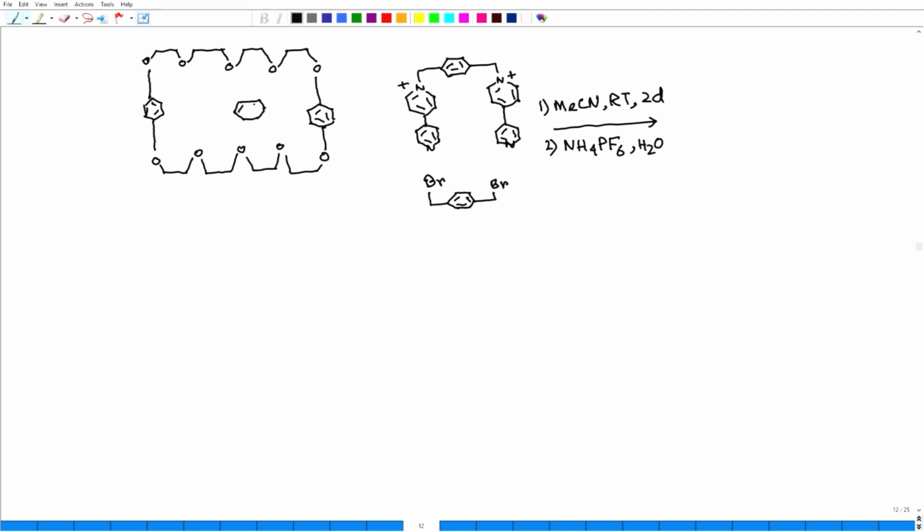So, I will write this. Okay, then I write this one. This part I am writing N positive, N, all right, N. It's not very good looking drawing, but it conveys the message.